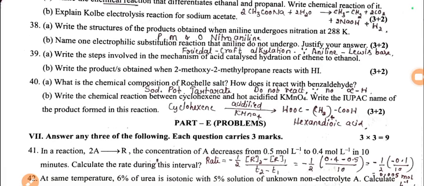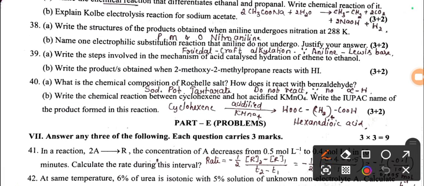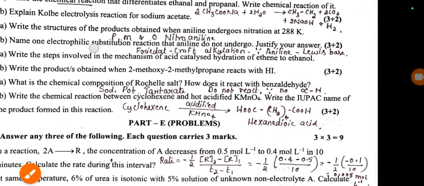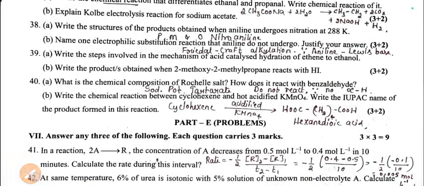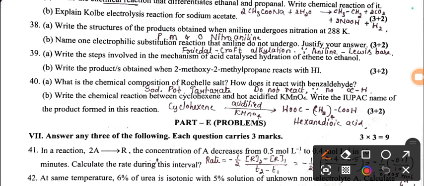38th is structure. Write the structure of the product obtained when aniline undergoes nitration. It will give para-nitroaniline, meta-nitroaniline, and ortho-nitroaniline. Next question: name one electrophilic substitution reaction that aniline does not undergo. That is Friedel-Crafts acylation, because aniline acts as a Lewis base, so it won't undergo Friedel-Crafts alkylation or Friedel-Crafts acylation.